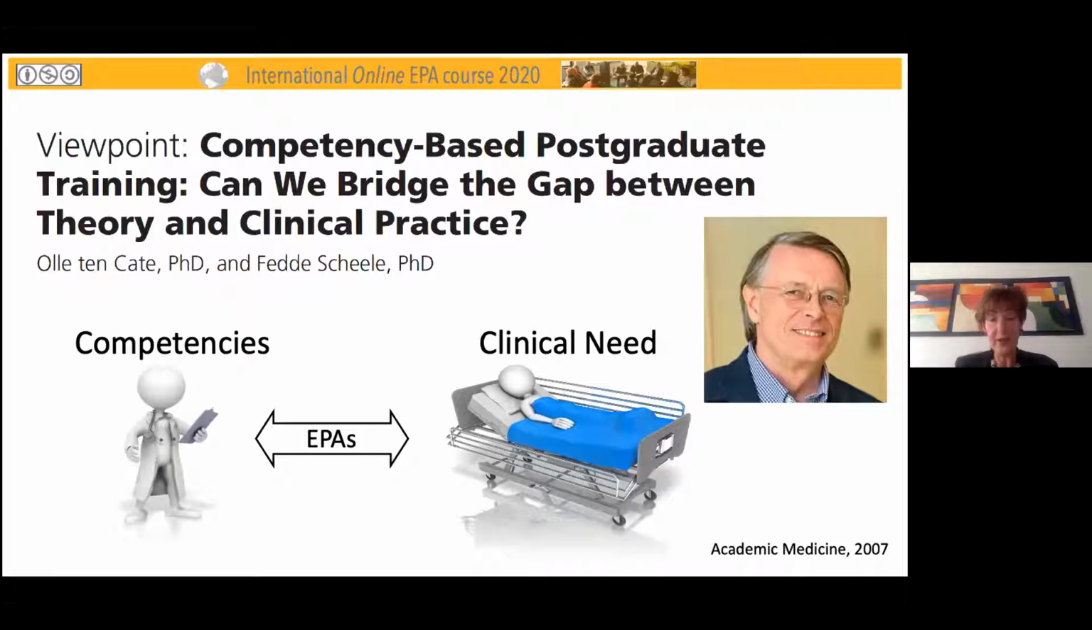So I was very, very proud, of course. Maybe you recognize the founder of the EPAs, and that is Olle ten Cate. He's also an internist, and he's working at the University of Utrecht in the Netherlands. And he thought for a long time about how we can bridge the gap between theory, all the competencies, and clinical practice. The EPAs actually are the missing link between the competencies that are defined for the person and the clinical needs, the tasks that need to be done in clinical practice.